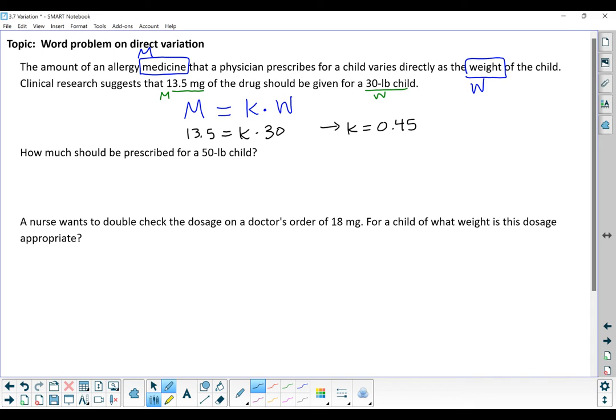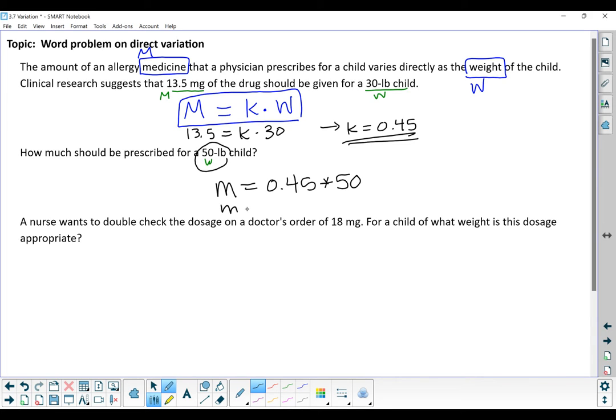All right, so now we have two follow-up questions. How much should be prescribed to a 50-pound child? So that is a weight, that's a W. We have this equation that we wrote right here, and now we know what K is and we know what W is, so now we can solve for M. M is equal to K multiplied by the weight, K multiplied by 50. So in this case, the amount of medicine is equal to 22.5 milligrams.